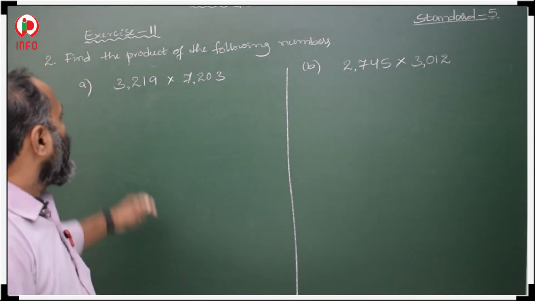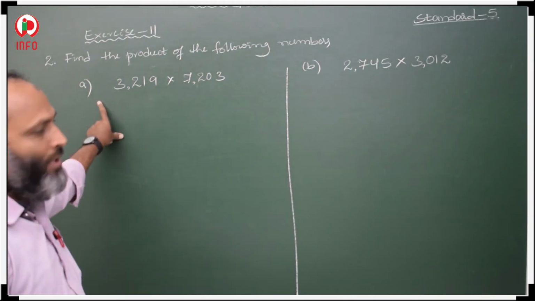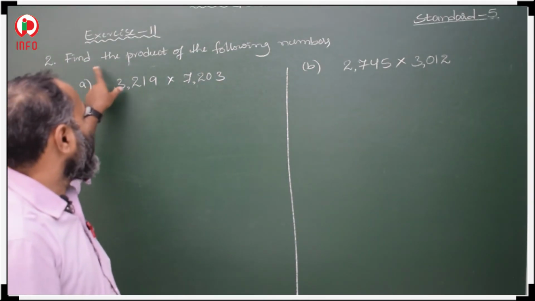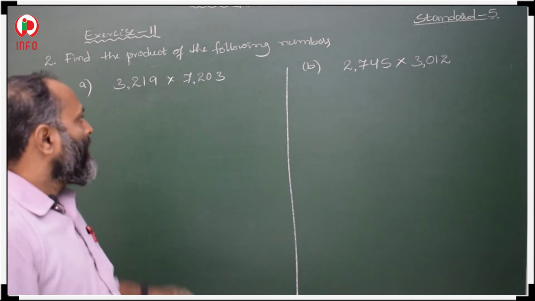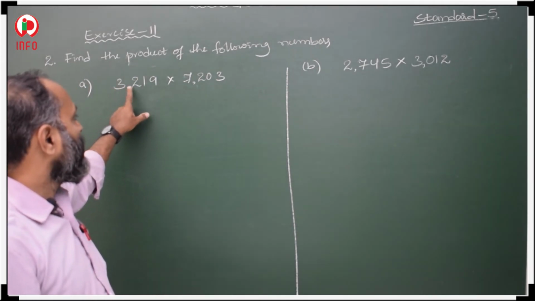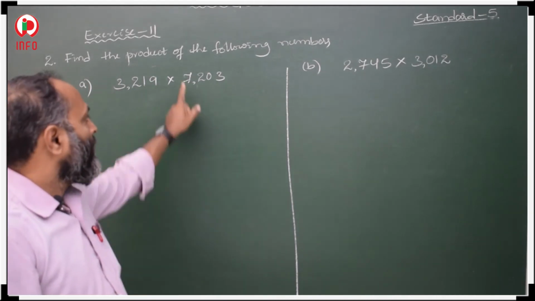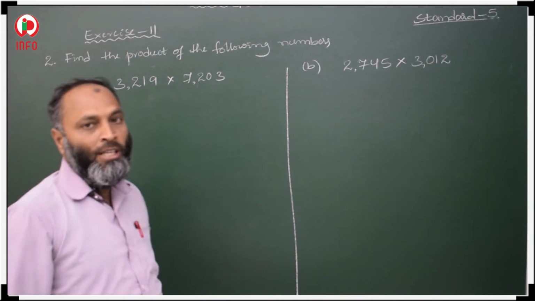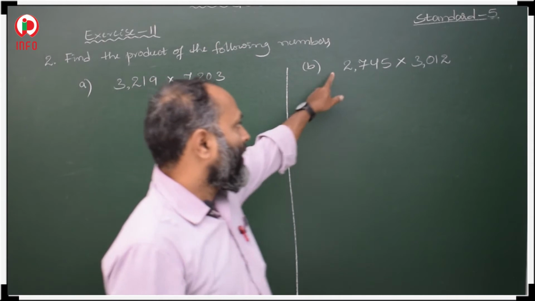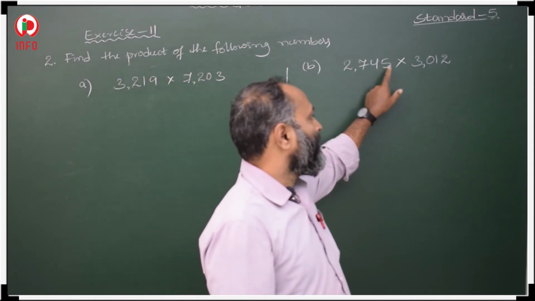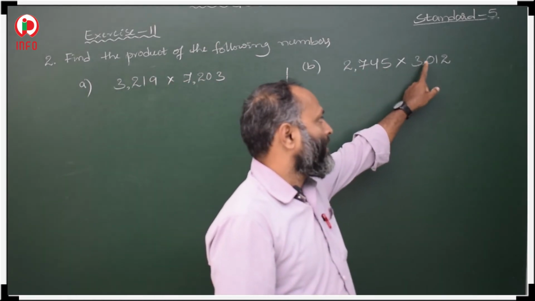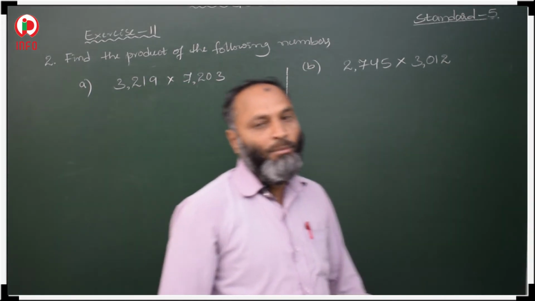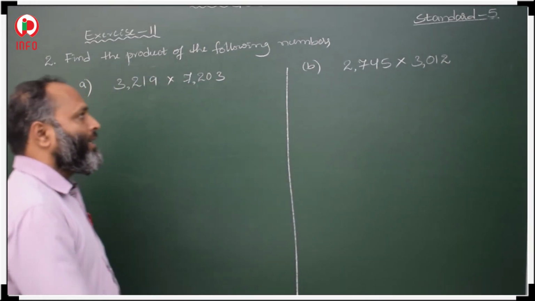Yes. Now find the product of the following numbers. In the second question it has given: find the product of the following numbers. Here how many digits are given? 1, 2, 3, 4. 4 digits with 4 digit number. Here how many digits we have? 1, 2, 3, 4. 4 digit number we have to multiply with 4 digit number.